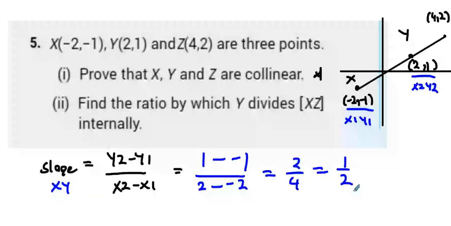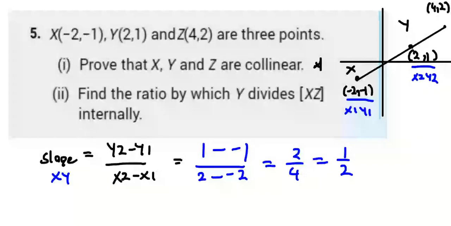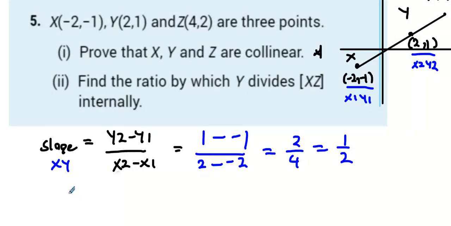Okay with that? Next thing I'm going to do is I'm going to get the slope of xz. I'm going to do the exact same thing, except I'm going to get the slope of xz. What are we expecting to happen? It has to be the same slope. That means if it goes through y, it also goes through z. Because if they're on the same slope, they have to go through the same points.